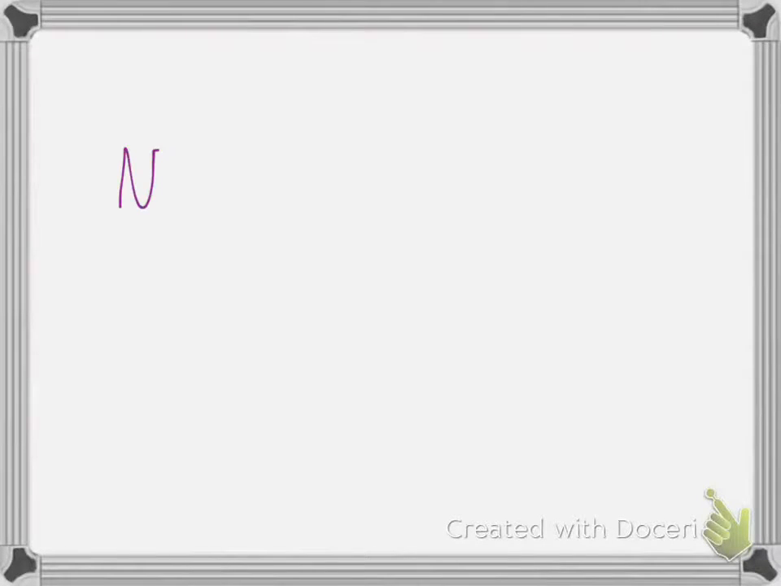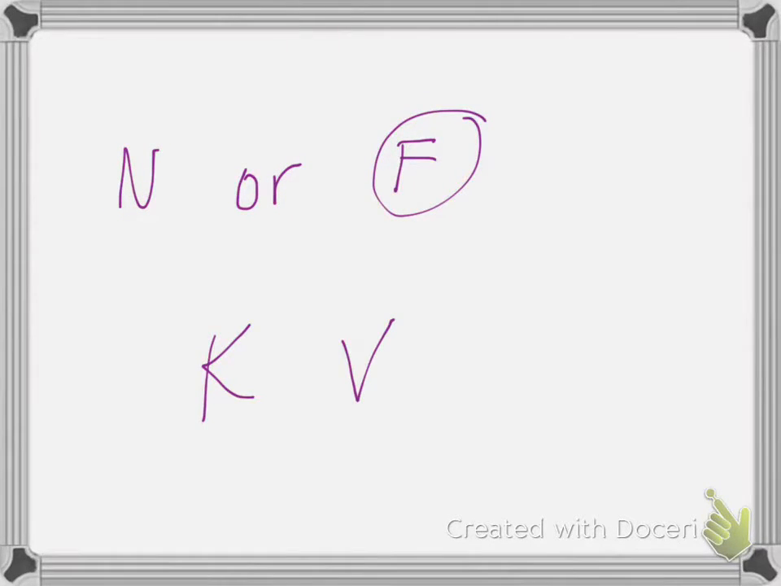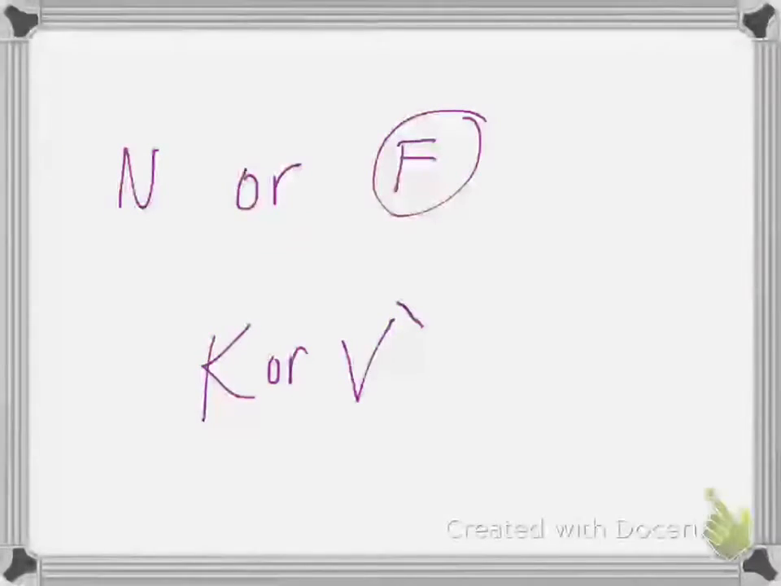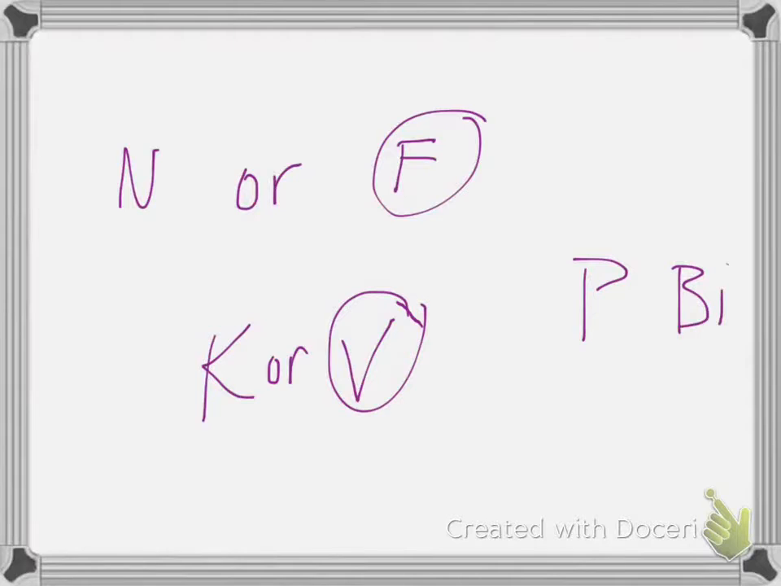So which would have a higher ionization energy, nitrogen or fluorine? Fluorine would have a higher ionization energy. Okay. What about potassium or vanadium? Vanadium's 23. Vanadium. Phosphorus or bismuth? Which one would have a higher ionization energy? Phosphorus, right? It's closer to the nucleus. Okay, its electrons are closer to the nucleus.